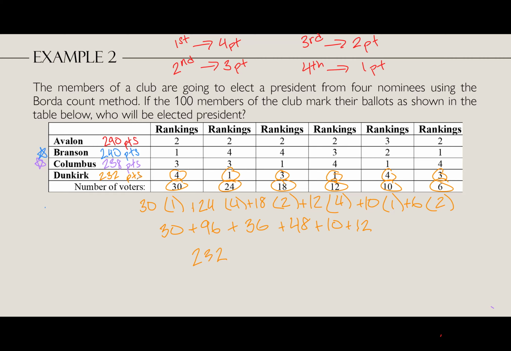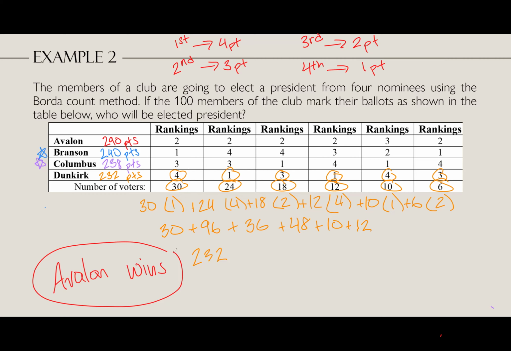So based off these 4-point values, who's going to be the club president? Well, Avalon has the most amount of points, so they should be the club president. In other words, Avalon wins in the polls. In fact, by a large landslide of 50 points. Or you can say 58 points from the lowest candidate.